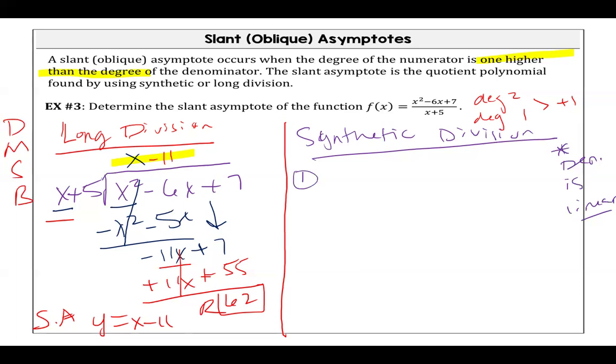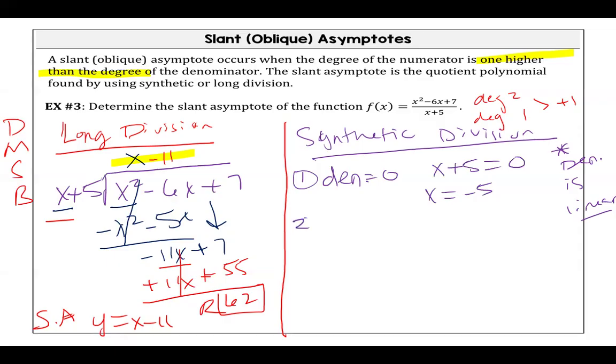So the first thing you're going to do is you take your denominator and you set it equal to 0. Trust the process. Take your denominator and set it equal to 0. What's our denominator? Equals 0. And you're going to solve that. So we get x equals -5. Remember, if you can't see, you can always turn on the Zoom. Okay. All right. Step 1.